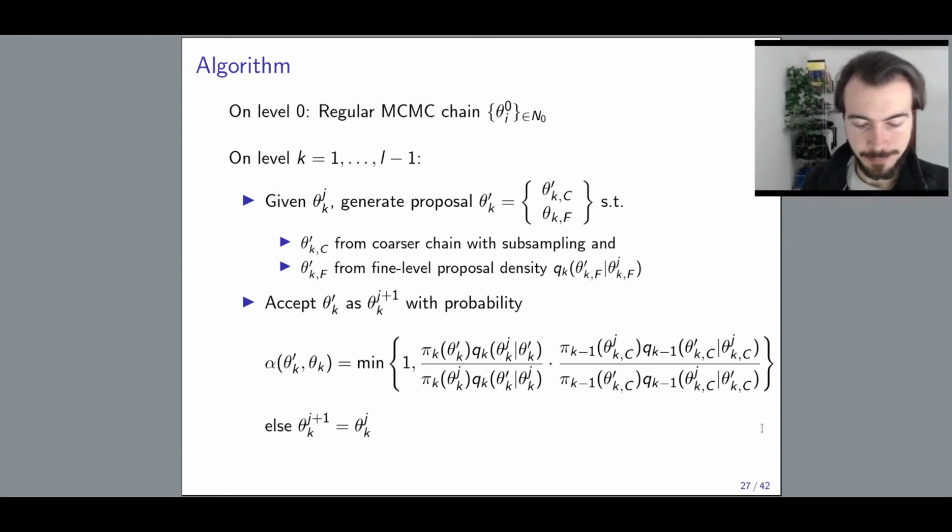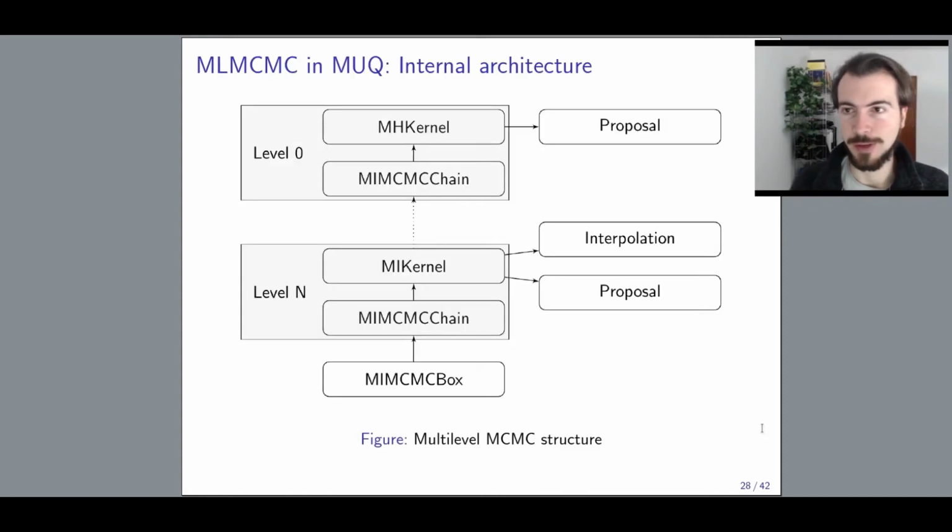So let's take a closer look at the internal implementation of this within MUQ. The idea is that, as we just saw, the kernel on finer levels is still just a regular Metropolis Hastings kernel plus some extra term. So it still fits perfectly within this architecture that we have in MUQ, that essentially you have a kernel, you have a separate proposer that all feeds into a chain, etc.